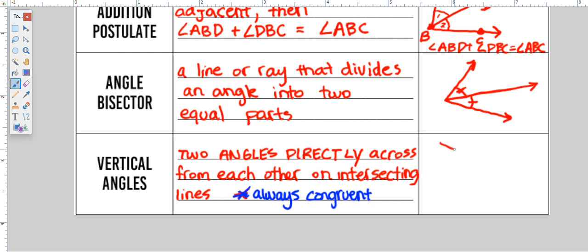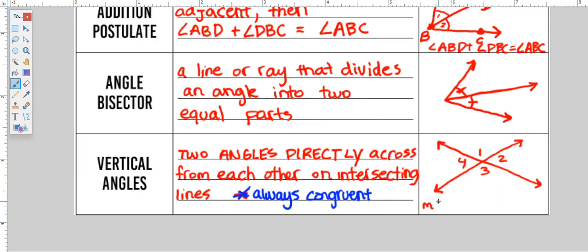So for example, if I have two lines that are intersecting each other, here are my two lines intersecting each other. And it forms a few different angles here, right? We have four different angles here. So this is angle 1, this is angle 2, this is angle 3, this is angle 4. Okay? I know that vertically, 1 and 3 are across from each other. 2 and 4 are across from each other.